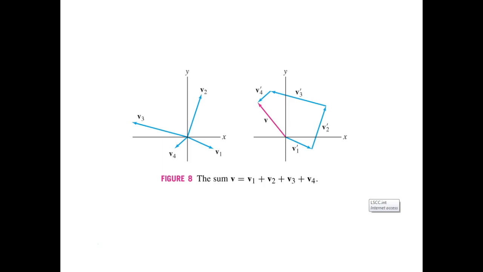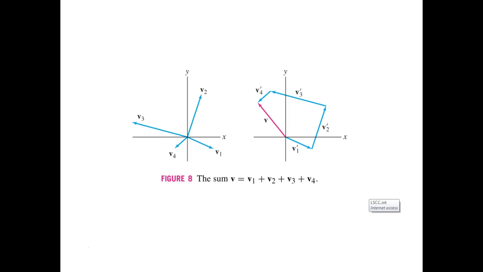sum, whatever you want to call it, vector, will be from the base point of the first one to the terminal point of the last one. There's your vector V. Now, what if you had started with V2 and added to it V3 and added to that V4 and added to that V1, you sure enough get the same vector. And any way you want to combine those.